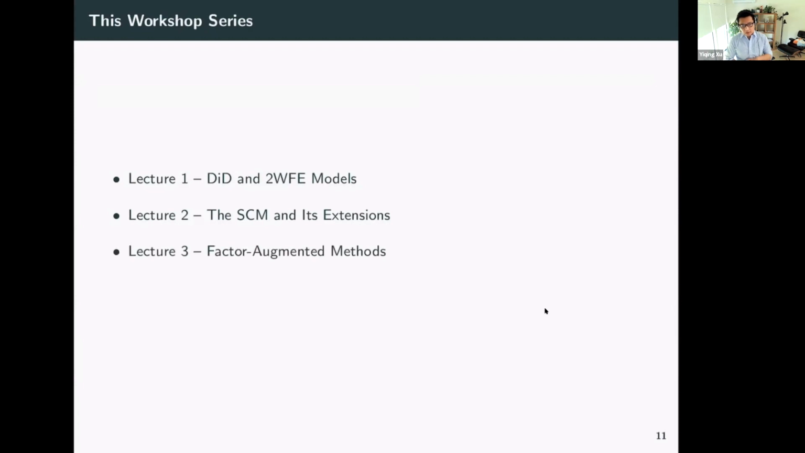Then I will talk about factor augmented methods, a factor approach for panel data, which is connected to the synthetic control method but from a different perspective. It's more model based. And in the last lecture, I will talk about the matching and reweighting method. These are non-parametric, semi-parametric methods, and then hybrid methods.